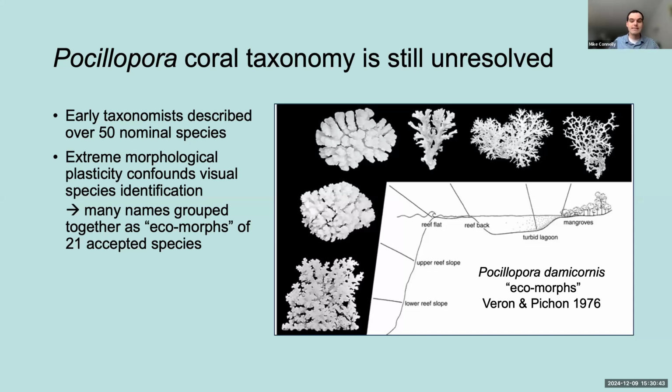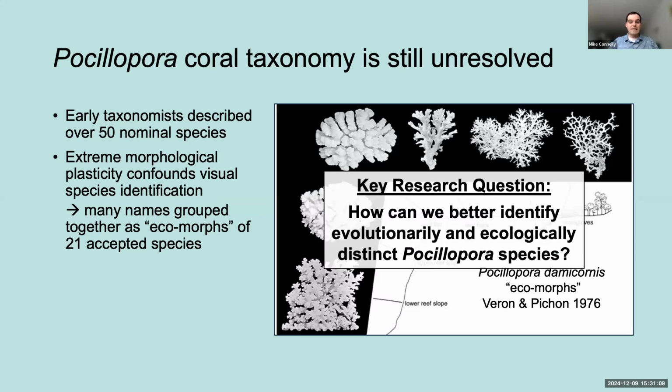However, molecular genetic studies in the past 2 decades have uncovered substantial genetic diversity despite high morphological plasticity, indicating that our current taxonomy does not adequately account for the number of genetically and potentially ecologically distinct Pocillopora species. And so this is the problem as we try to understand how differences in these species' biology and ecology can affect ecosystem responses to climate change. So the question I've been interested in throughout my postdoc work is how can we better identify ecologically and evolutionarily distinct Pocillopora species?